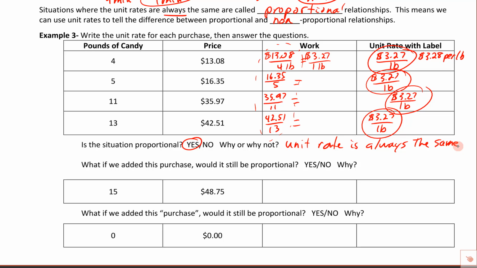We say it's non-proportional. So we're going to add another purchase. What if we added a purchase of 15 pounds that costs us $48.75? So let's show the work.